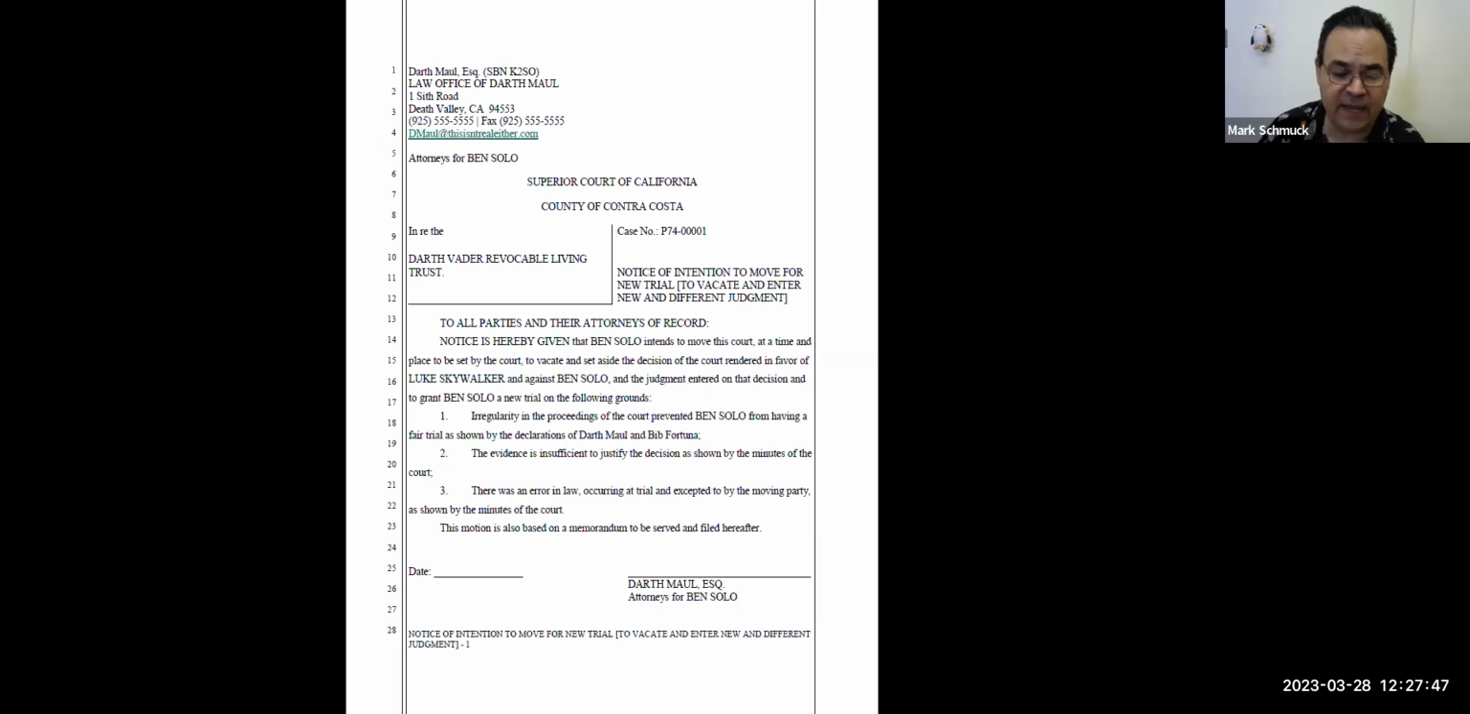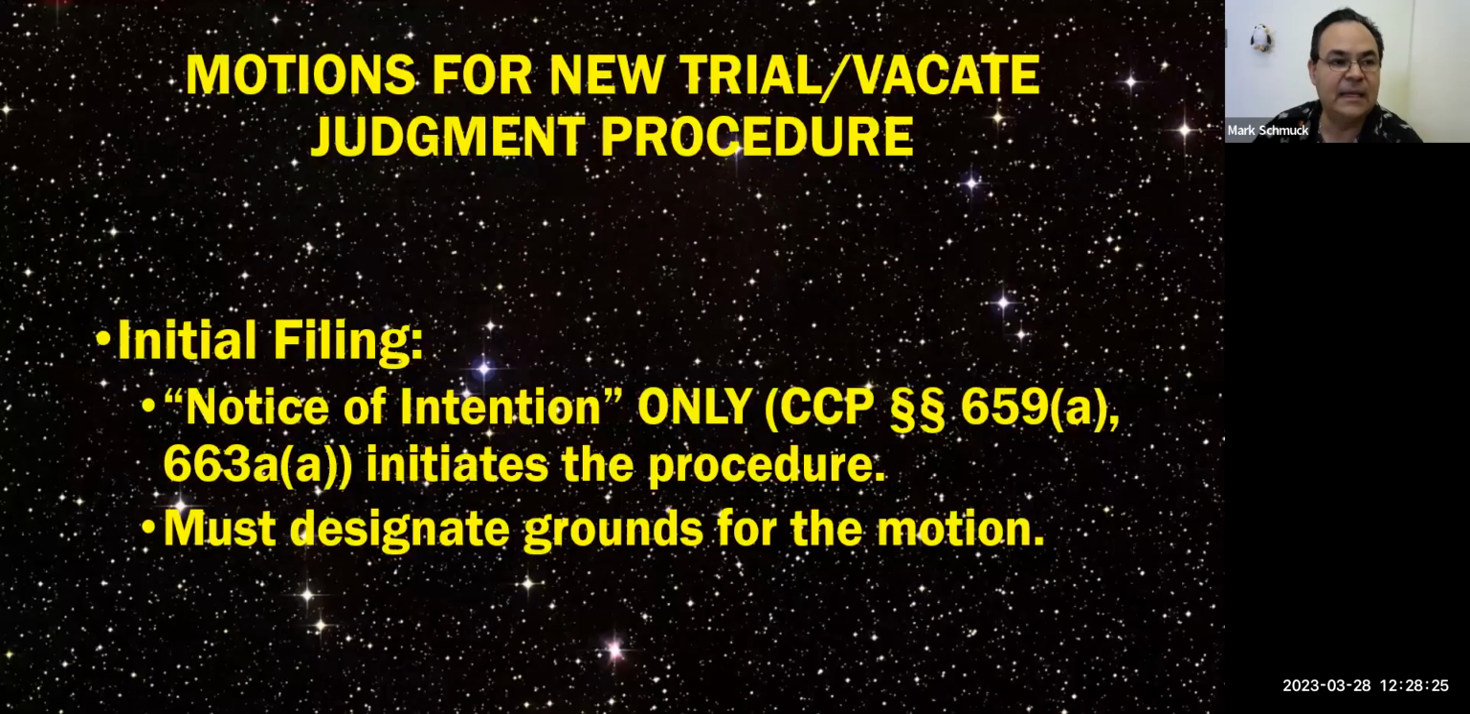For the error in law, one thing I did not mention earlier that is important, another critical component of a motion charging that there was an error in law, is that you must have objected to what happened at trial, that you tried to get the court to make a different decision, but the court chose to decide against you. That is critically important for that ground. And again, for 2 and 3, you can see that the motion on those grounds is based on the minutes of the court, and at the end it is also based on the memorandum to be served and filed hereafter. We will talk about that in just a moment.